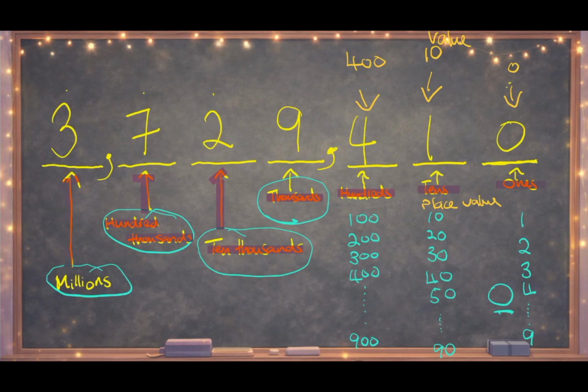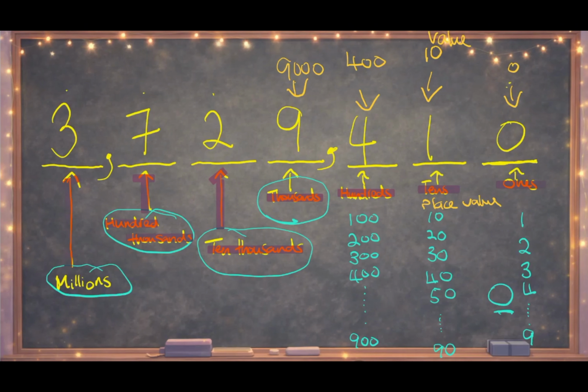Let's look at digit 9. What is the place value of digit 9 again? You're right, thousands. Then what is the value of digit 9? Correct. It is 9,000. I would like you to pause the video now and tell me the place values and the values of digits 3, 7, and 2.